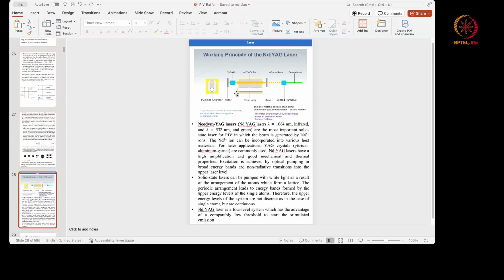So you can get all those things. The basic arrangement is still the same. There's a flash lamp, there are 2 mirror assemblies, and there is an optical resonator. Then there is a second harmonic, and then you get a green light out of it. One uses the 1064 as well, but that is invisible to our naked eye.